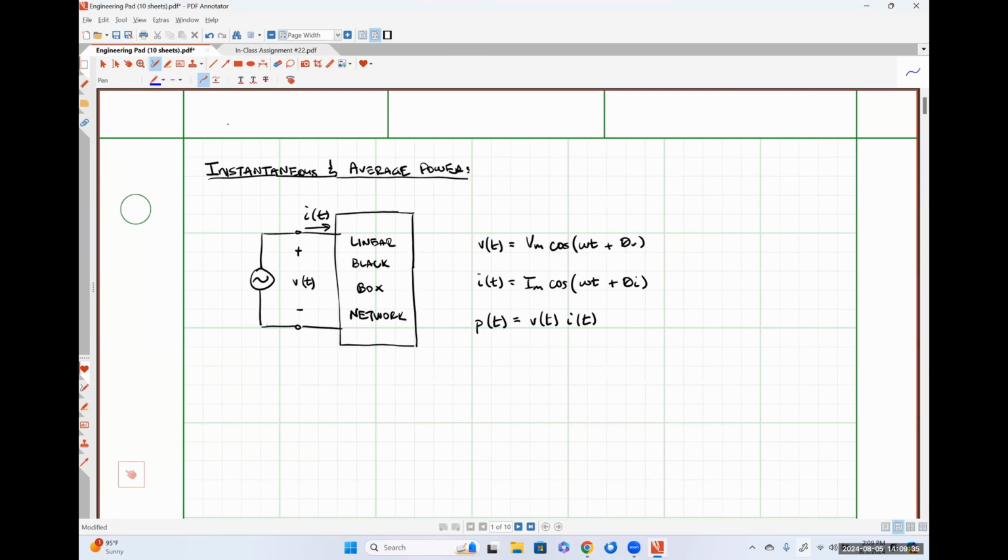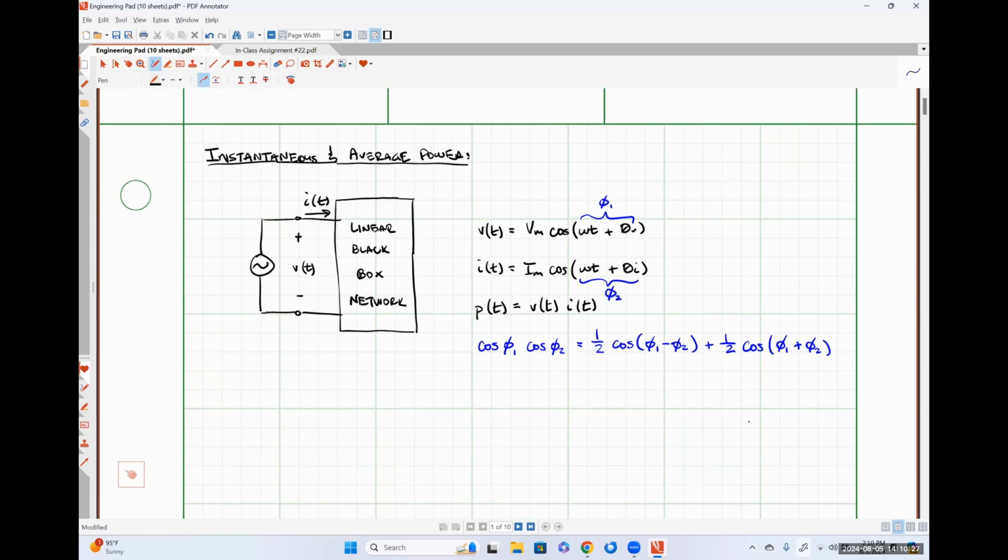But I'm using the trig identity that cosine of some angle, let's call it phi1, times cosine of some angle, let's call it phi2, is equal to 1/2 cosine of angle 1 minus angle 2 plus 1/2 cosine of angle 1 plus angle 2, where angle 1 is the total angle omega t plus theta v, and angle 2 is omega t plus theta I.